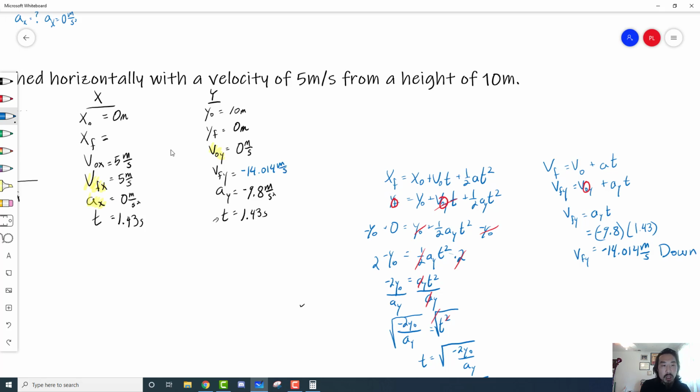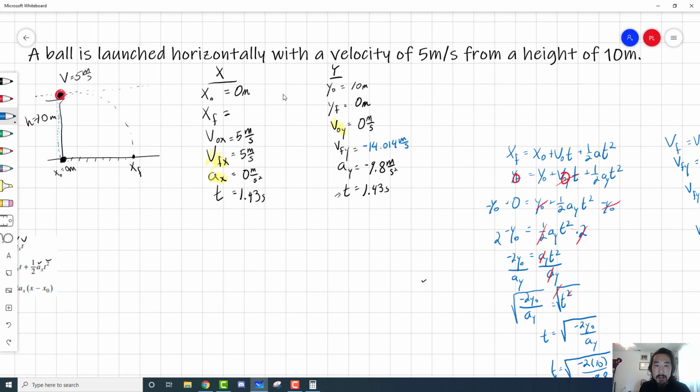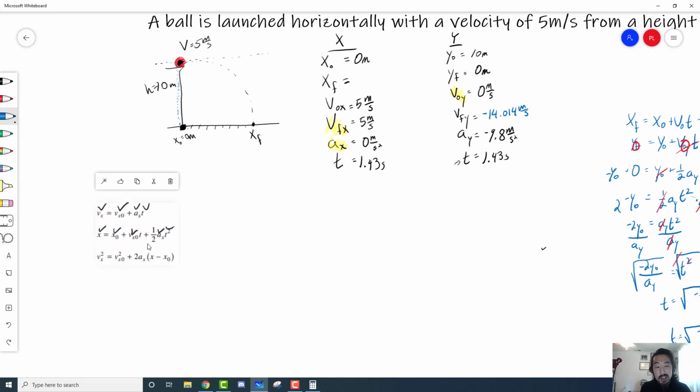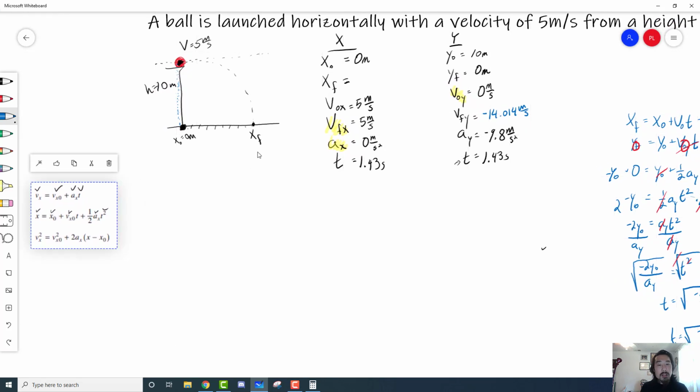Now remember, we're not necessarily looking for anything. We're just doing a deep dive in this problem so that we can find out all the necessary information, just in case this problem pops up and something very specific is asked. Now let's do the x table. Notice that the only thing that we're missing is how far out it goes. So let's figure that out. How far out does this object go?